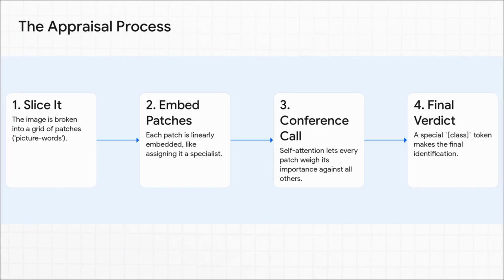So here's how this appraisal team works. Every single one of those picture words gets handed off to a different specialist. Then, they all hop on a giant conference call. And on this call, every specialist describes what's in their little patch. But, and this is the crucial part, they're all listening to every other specialist at the exact same time. This lets them find connections instantly. The specialist looking at a furry ear can immediately link up with the specialist looking at a wagging tail, no matter how far apart they are in the photo.